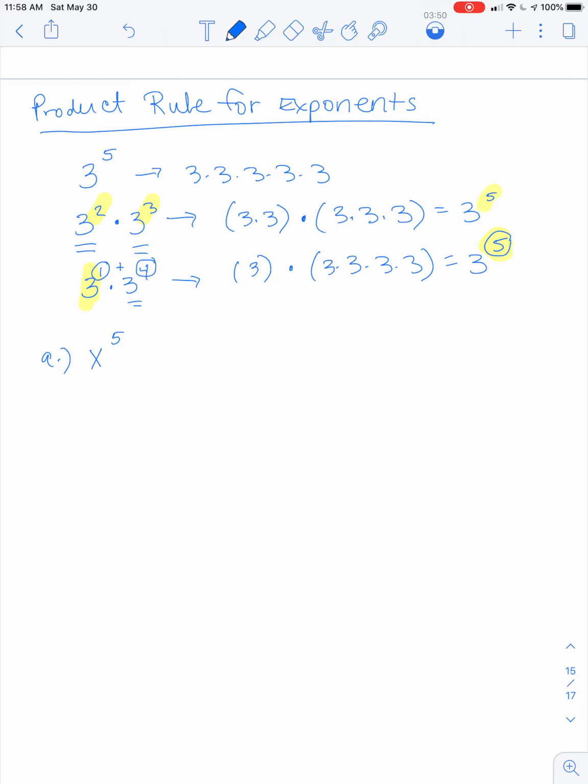Okay, so keep in mind that that is actually the rule, the product rule for exponents is this. Let me erase this because I want to actually write this right here. So the product rule for exponents says this.